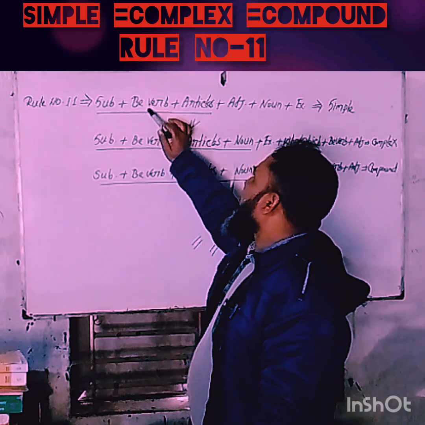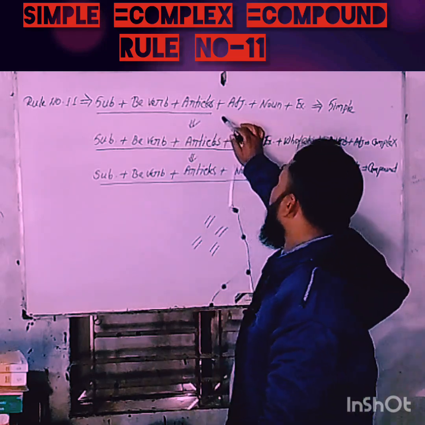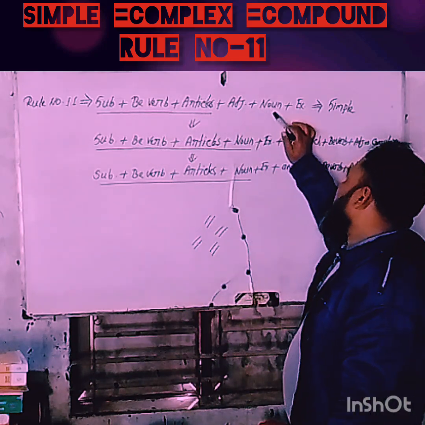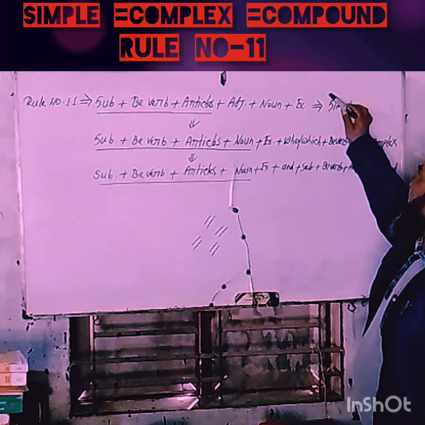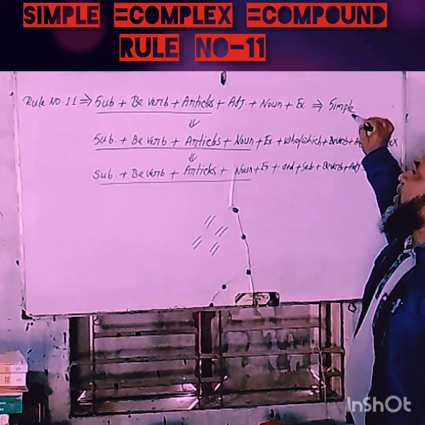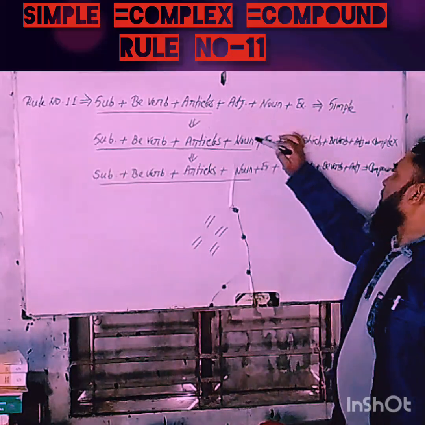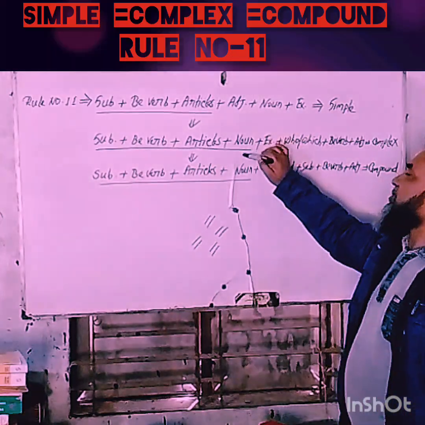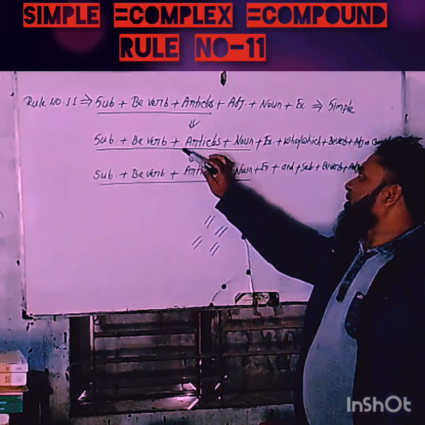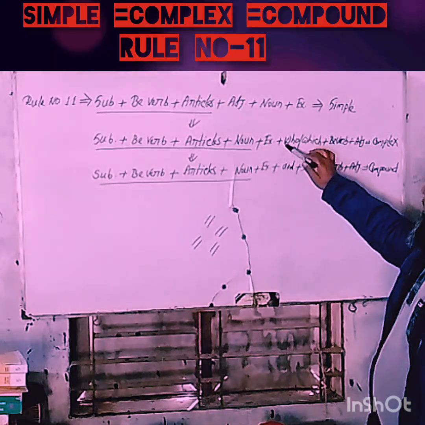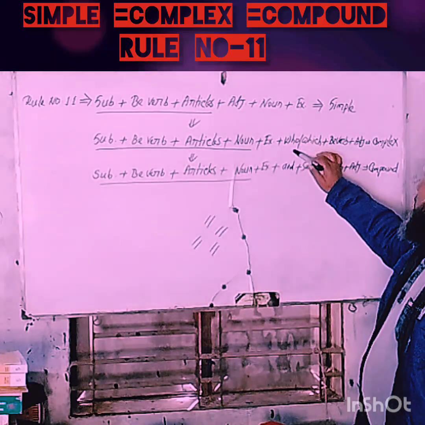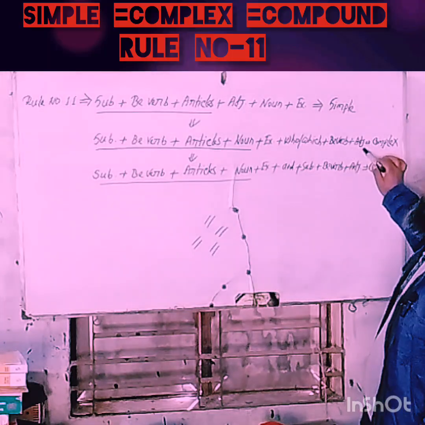Subject plus be verb plus article plus adjective plus noun plus extension. This structure is used in a simple sentence. But when you are going to change a simple sentence into a complex sentence, you have to follow this structure: subject, be verb, article, noun, extension, plus relative pronoun who or which, plus be verb plus adjective.